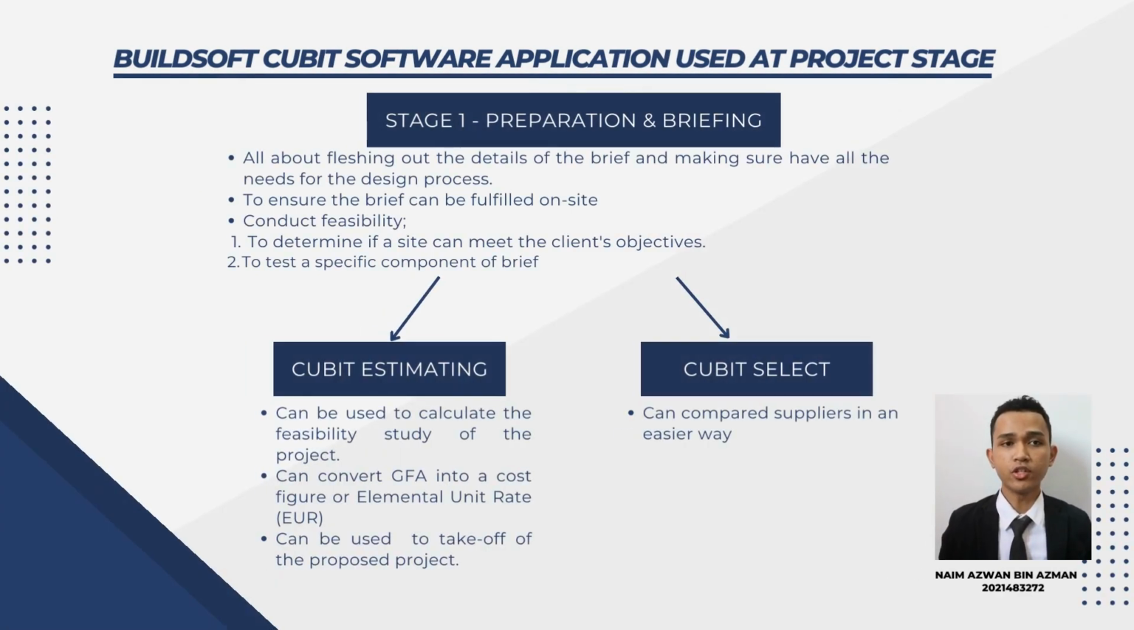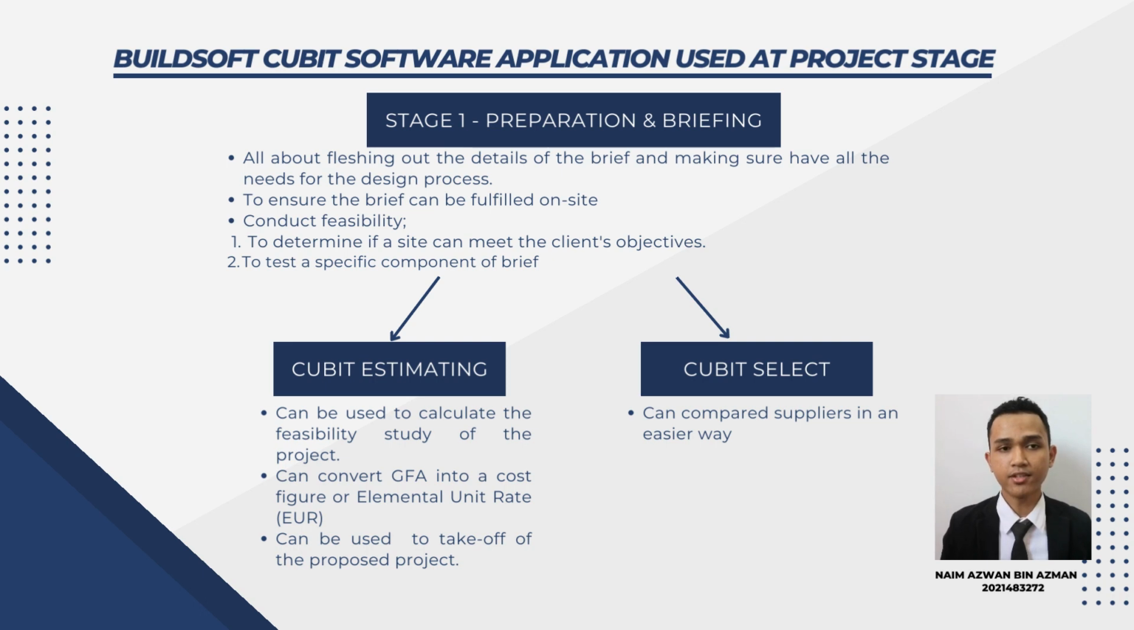For this slide, I will continue the presentation regarding the Qubit BuSoft software application used at project stages. BuSoft Qubit can be used at two stages of projects, which are stage 1, which is preparations and briefing, and stage 5, which is construction. Firstly, I will go through the first stage. Stage 1 is all about fleshing out the details of the brief and making sure we have all the needs for the design process. This entails ensuring that the brief can be fulfilled on site. Furthermore, at stage 1, the feasibility study is conducted as part of the briefing process, either to determine if a site can meet the client's objectives or to test a specific component of the briefing.